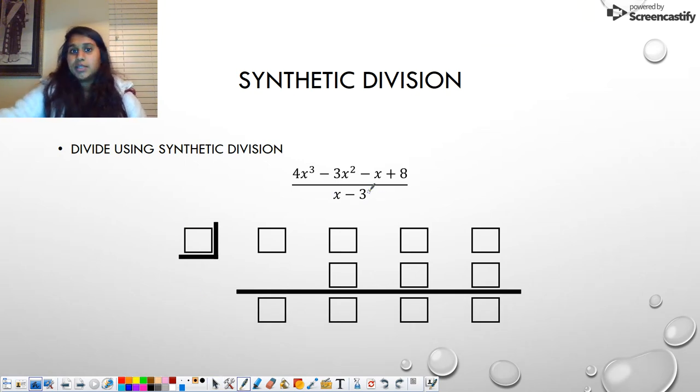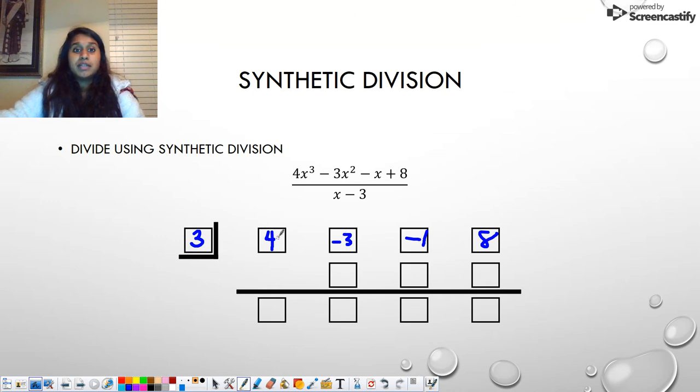First thing first, I start with the opposite of this. This is x minus c. I set it equal to 0. That becomes a positive 3. Then I look here. 3, 2, 1, 0. We're good to go. I don't even have to worry about a placeholder. So I bring down that coefficient: 4, negative 3, negative 1, and positive 8.